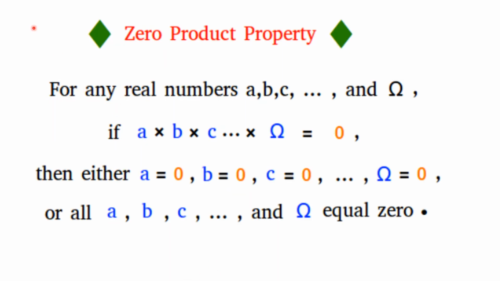To solve these then, what we're going to do is get them in the standard form. Then we're going to use what is called the zero product property. And that says if I have a whole bunch of numbers multiplied together equal to 0, then at least one of the numbers has to be 0.